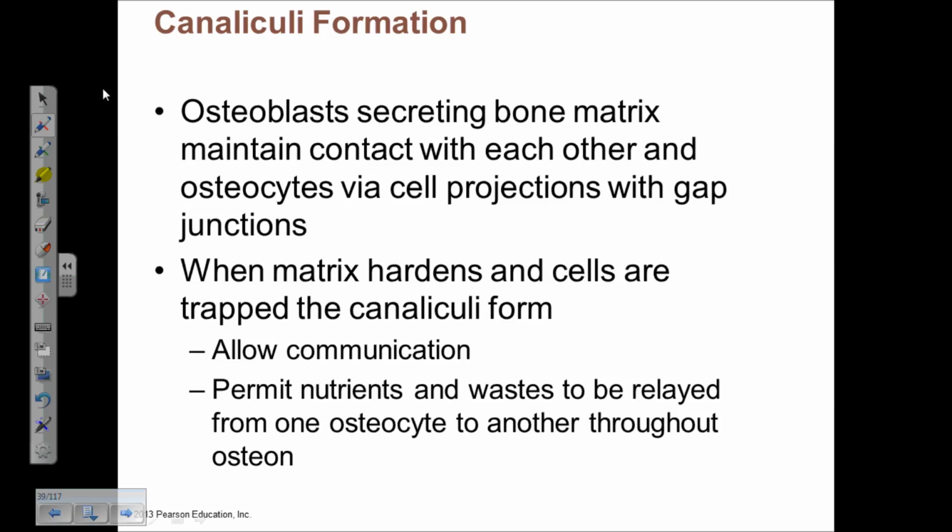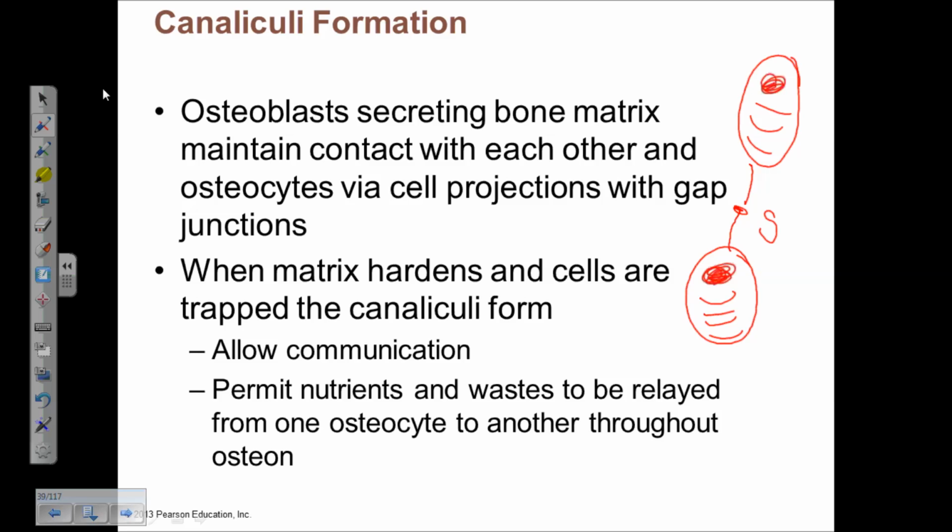I don't know if you can see this spider-like brownish guys, how these canaliculi are formed. You have osteoblasts that secrete the matrix. Okay, that's an osteoblast cell. Secretes the matrix, and you have another osteoblast cell. So these osteoblasts form projections that get in touch with each other and form gap junctions.